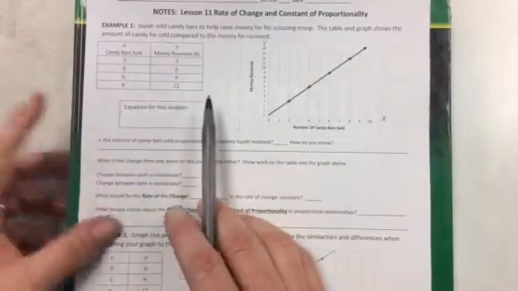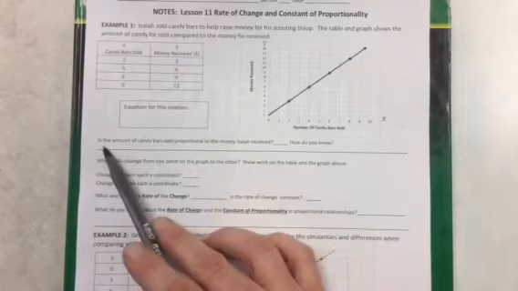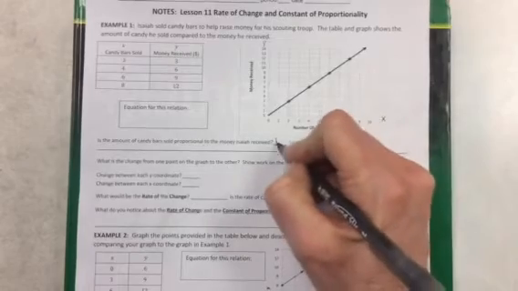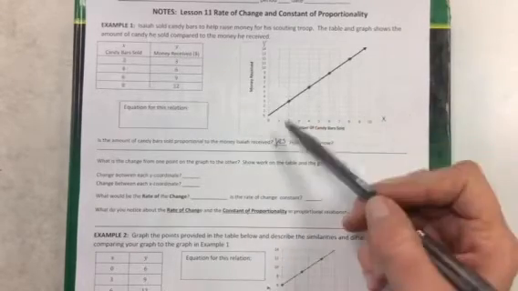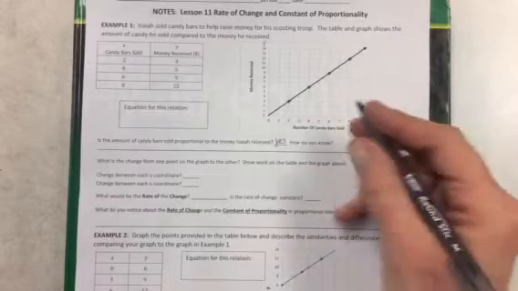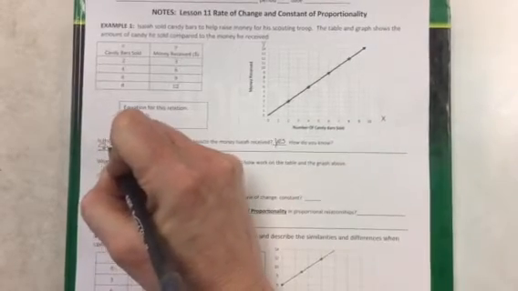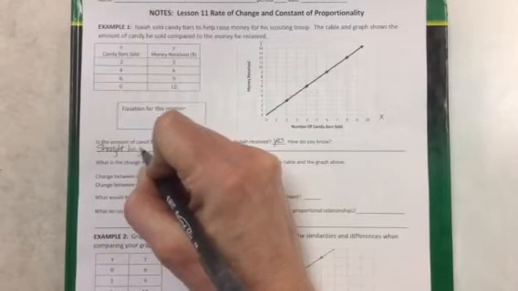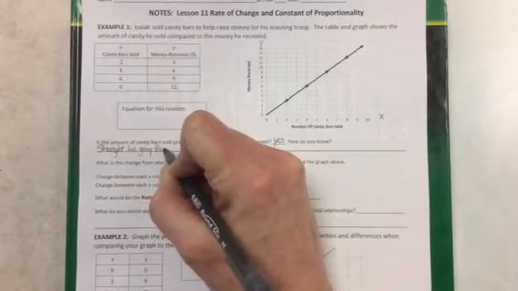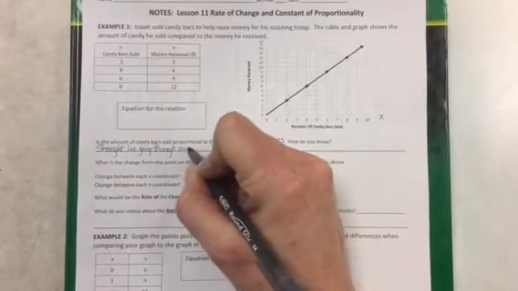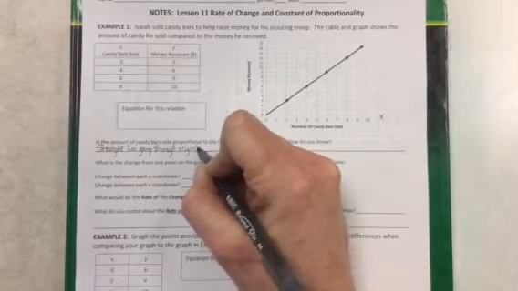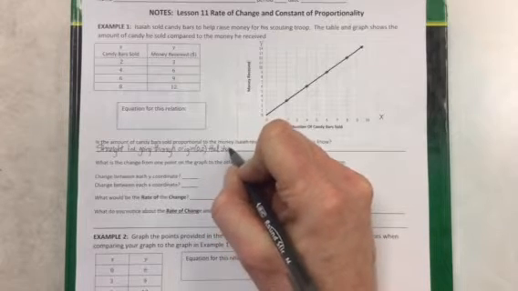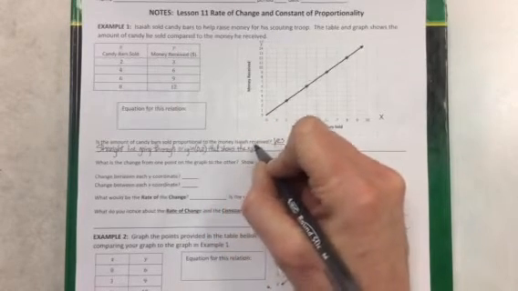All right, so we're going to hold off on this equation. You don't need that yet. We'll come back to it. It says, is the amount of candy bars sold proportional to the money Isaiah received? Well, yes, of course it is. And you know that there's two ways we could look at it. We could say we got a straight line that goes through the origin, 0, 0, that shows the relationship. I'm just going to say the relation.